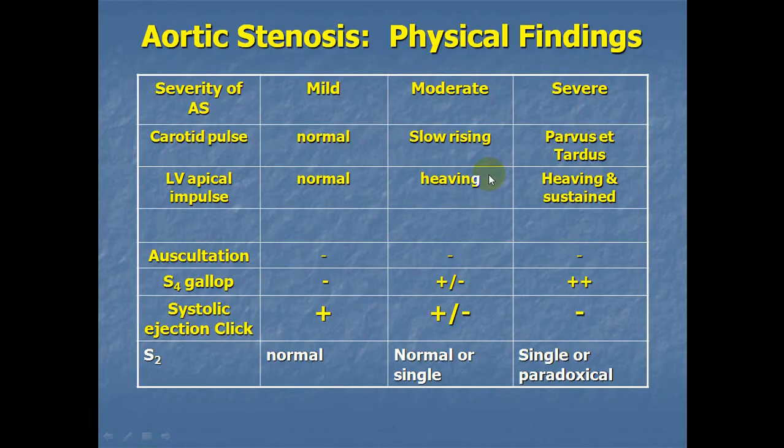So aortic stenosis with severity mild, moderate, severe, and physical findings. Carotid pulse is normal in mild, and slow rising, parvus tardus, in severe. Left ventricular apical impulse in mild is normal, and heaving and sustained in severe. Auscultation, as we know, has no relation to the severity. As for the gallop, we mostly see it in severe, while the systolic ejection click is also not related to the severity. S2 is normal, while single or splitting or paradoxical splitting is in severe.